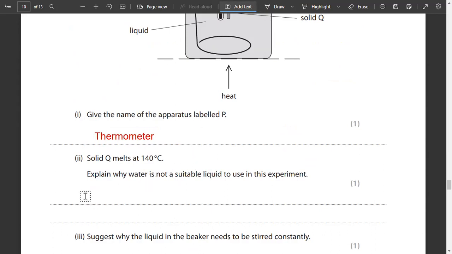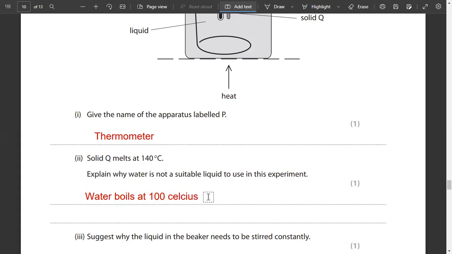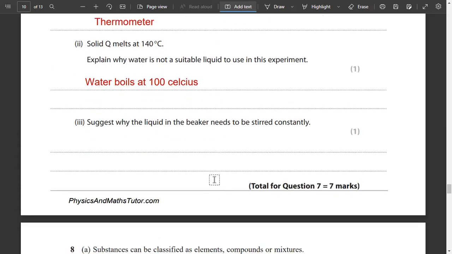Explain why water is not suitable. खुद सोचिए, water का जो boiling point है वो तो 100 होता है. Water boils at 100. Then what is the point? What is the point of carrying out the experiment when solid Q melts at 140 degrees Celsius? आपका तो पहले पानी boil हो जाएगा, आपका solvent ही boil हो जाएगा, so you cannot carry out the experiment.